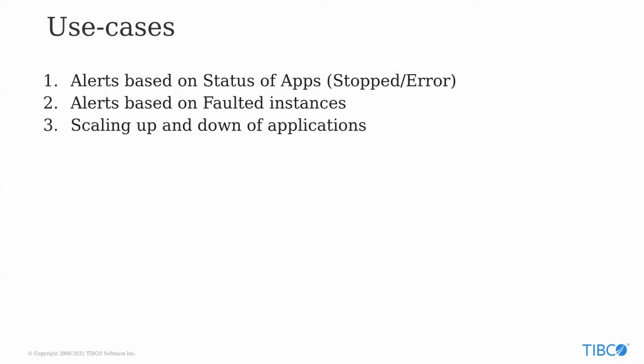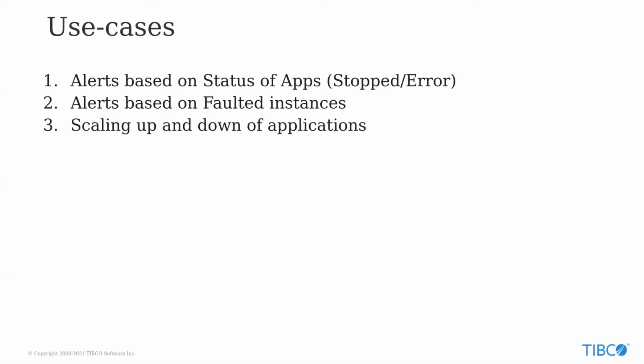First, it will generate an alert based on the application status. If your application is in a stopped or error state, it will generate the alert. Second, generating an alert based on the application instance status. If the application has any faulted instance, then it will generate the alert. Third, auto scaling of the application based on CPU metrics.